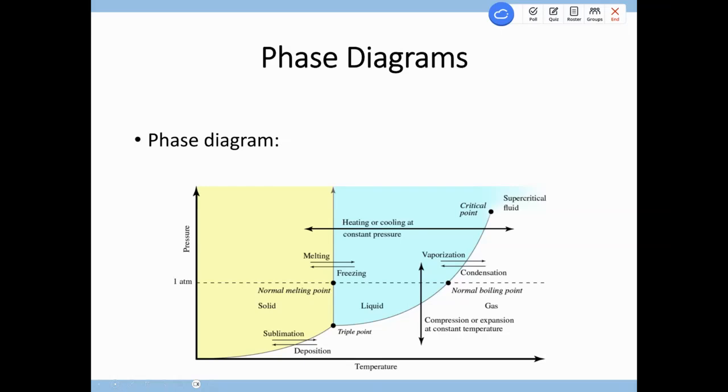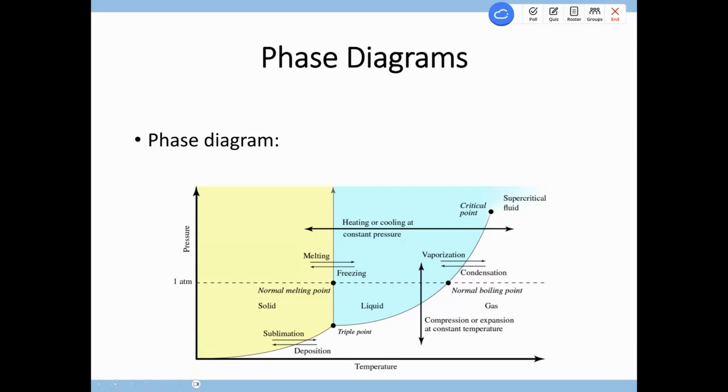And then as you increase in temperature, increase in energy, you eventually will hit the normal boiling point where the liquid becomes a gas. The triple point is the temperature and pressure at which all 3 phases exist in equilibrium. So solid, liquid, and gas can all exist at equilibrium at that temperature and pressure. And then the critical point is a point where past that, at higher temperatures, the substance is called a supercritical fluid. We'll define that on the next slide.